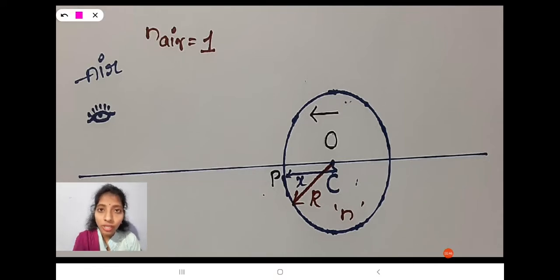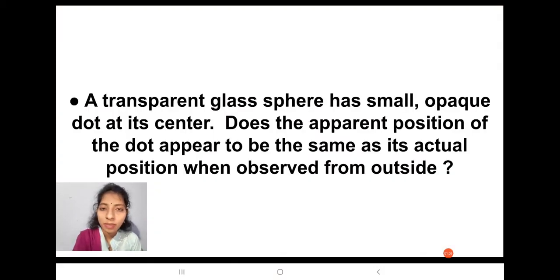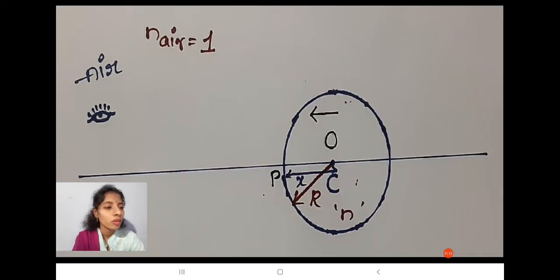Now we need to take one transparent spherical surface. So this is a transparent sphere, and at the center one opaque dot is placed. So a transparent glass sphere has a small opaque dot at its center. So this is the dot at its center. Now the observer is observing from outside, that means from air.